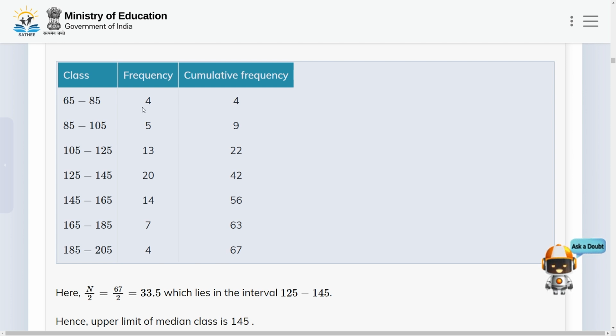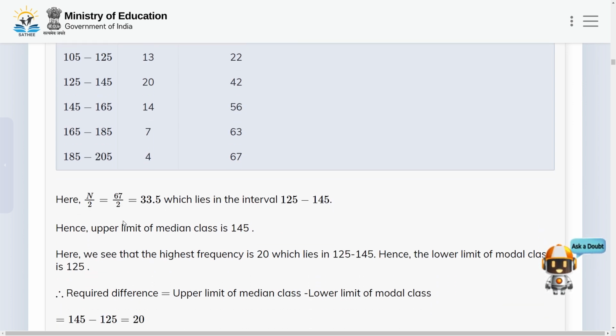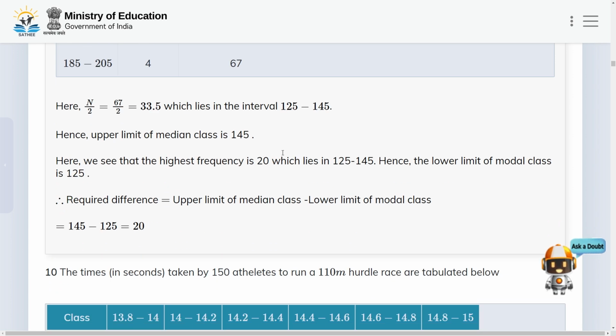So here the value of n is equal to 67. Therefore n by 2 is equal to 67 by 2, that is 33.5, which lies in the interval 125 to 145. Hence the upper limit of the median class is 145, and the highest frequency is 20, which lies in 125 to 145. Hence the lower limit of the modal class is 125.